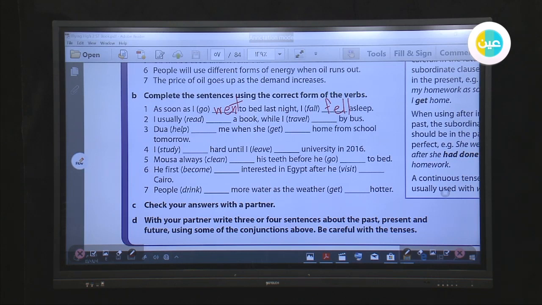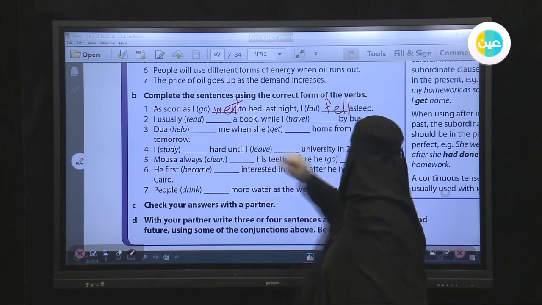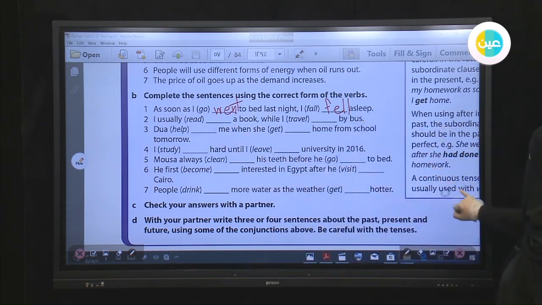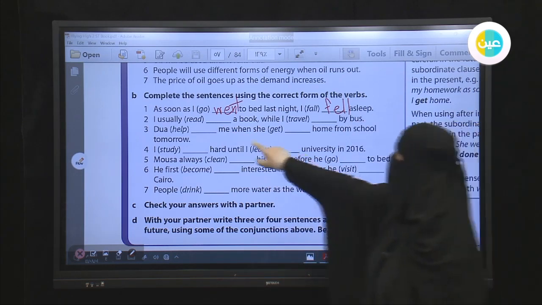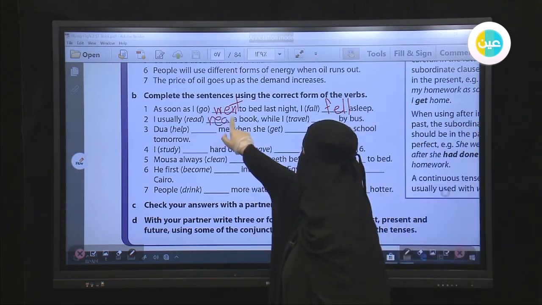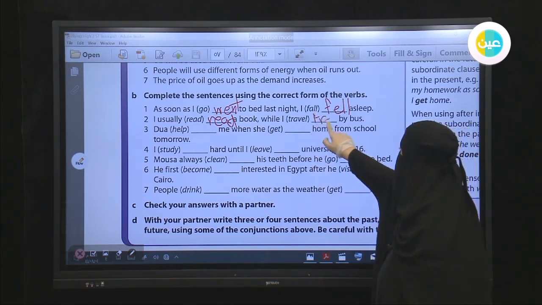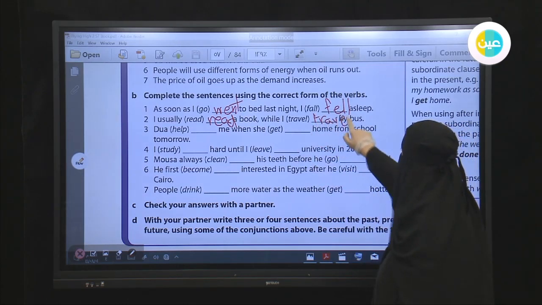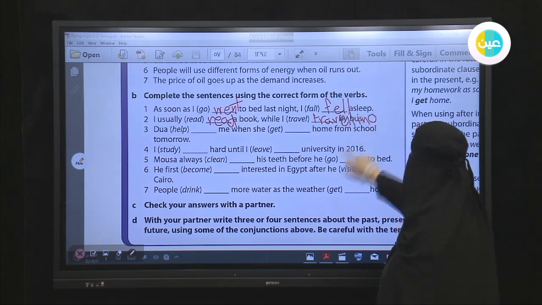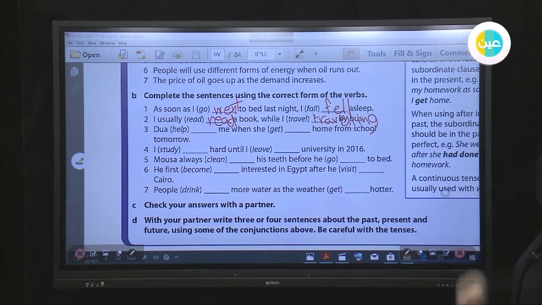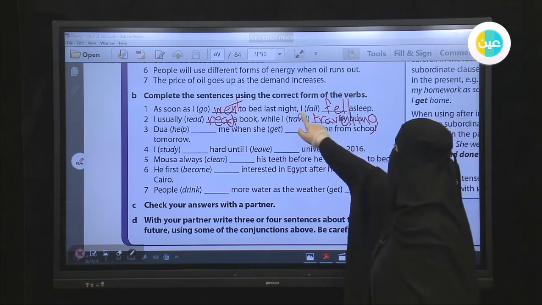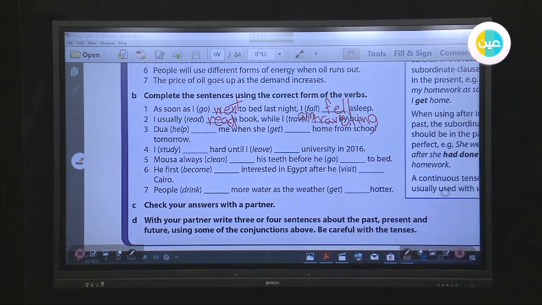Number two, I usually read a book while I travel by bus. I usually read, what should we use? Read. Here with while, use the, what? A book while traveling by bus. Is it correct now? No, while I'm traveling by bus. Try to finish the rest by yourself and check your answers.